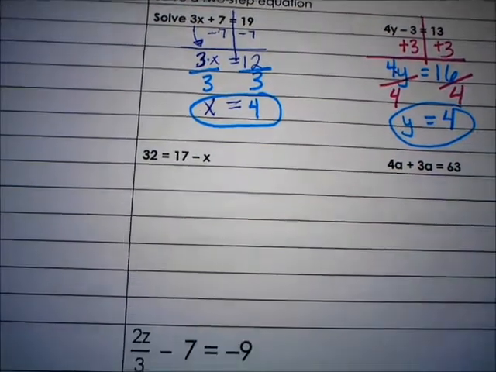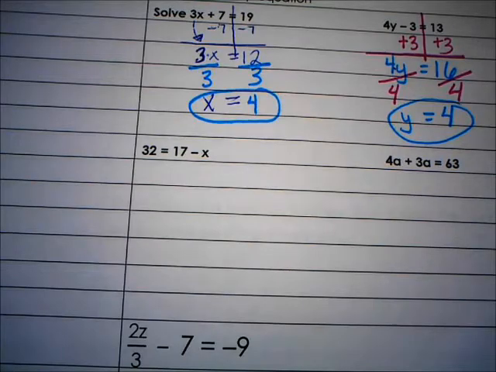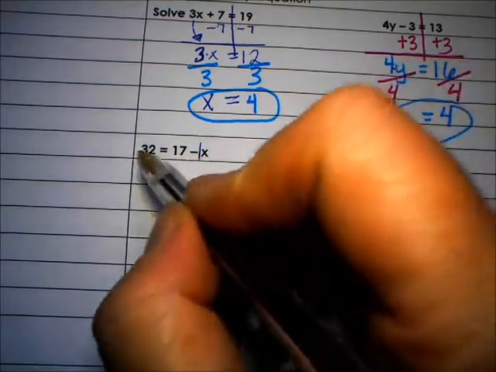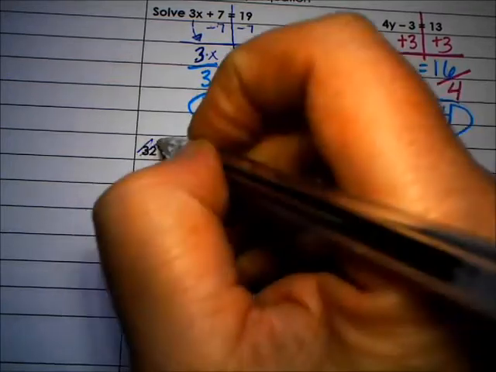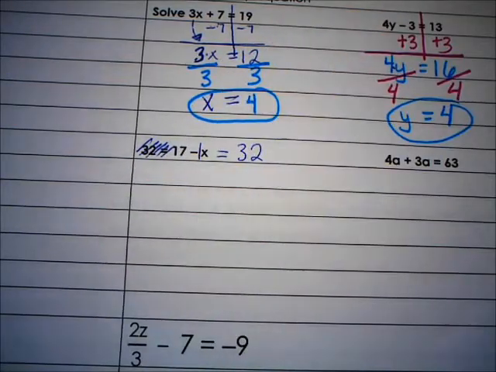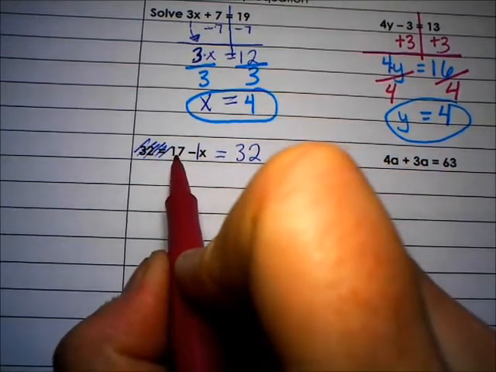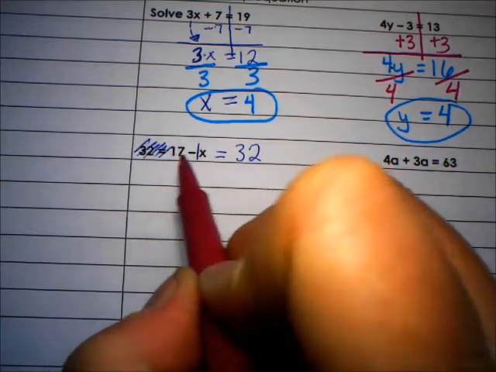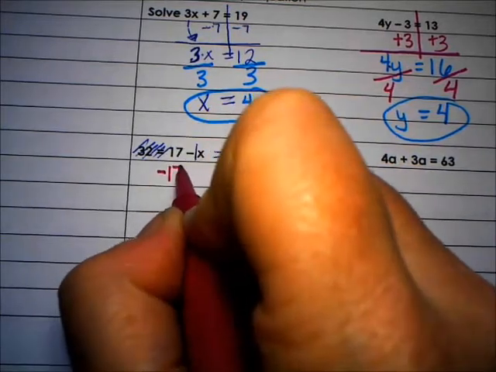Alright, the next example has 32 equals 17 minus x. I'm going to put an understood 1 in front of the x, and then because this is actually written backwards, I'm going to move the 32 to the other side and say equals 32, and then I'm going to ignore it on the right hand side. So I rewrote my problem to make it fit a little bit better. Now, if I look at this, I have a 17 minus 1x. 17 is what I have to move first because it's the farthest away from the x.